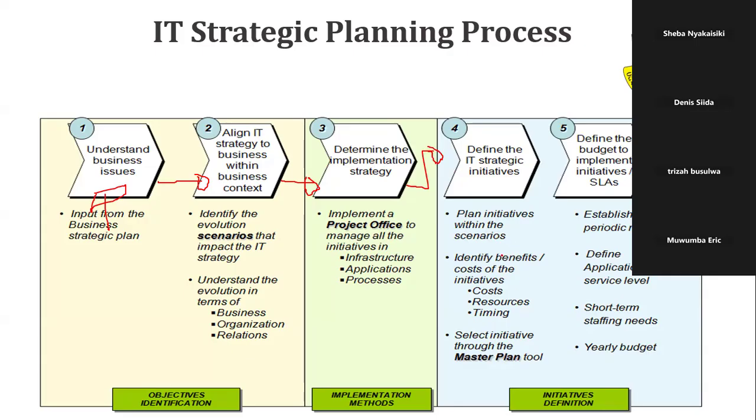You are not just implementing, but you are now breaking this implementation process into smaller sections, scenarios. This one now even comes with the cost implication, resources and timing. The final one is to define the budget to implement initiatives. Implement the initiatives so that you are actually making the strategy a living document, an operational document within the organization.